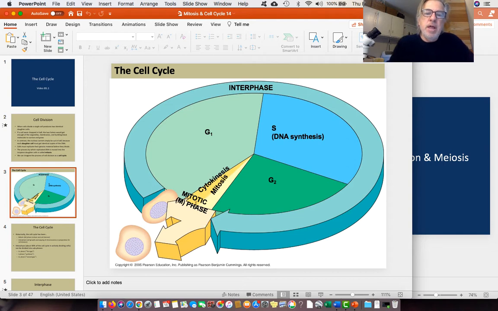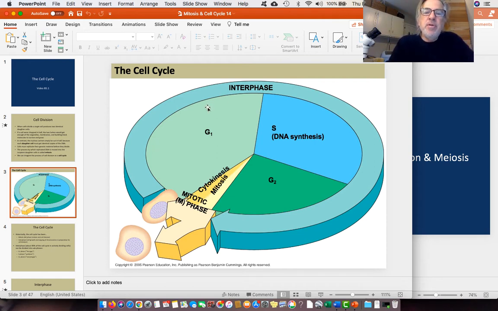So if we go back and look at the cell cycle, we can think of interphase as prep time, the time of getting ready to undergo the separation of the DNA and then the separation of the two new daughter cells. And then the mitotic phase as the phase in which the DNA is separated and the daughter cells are formed. And the separation of the two daughter cells is referred to as cytokinesis.